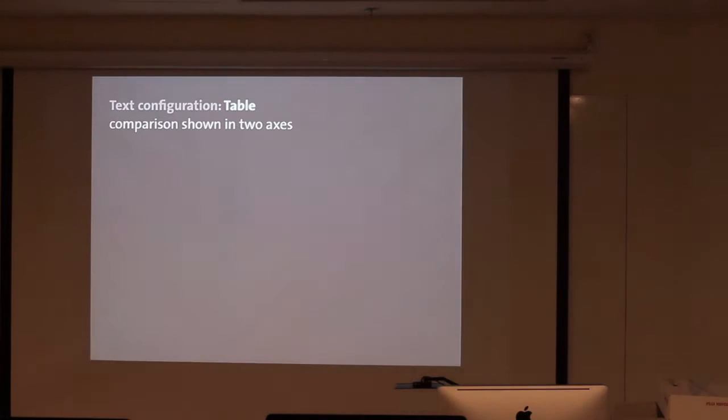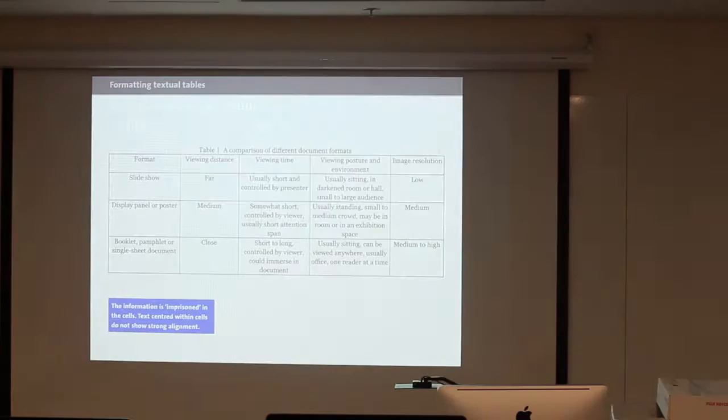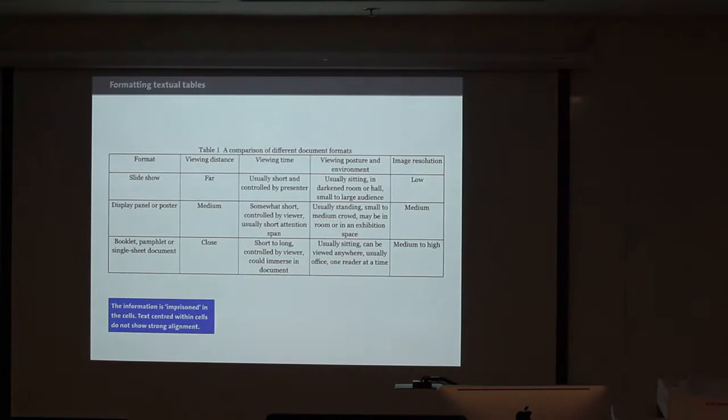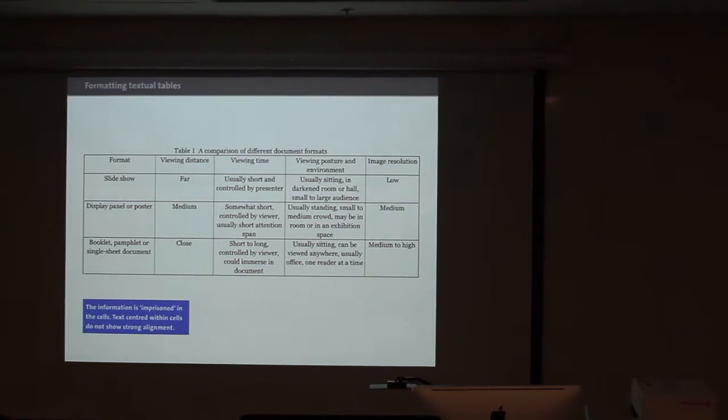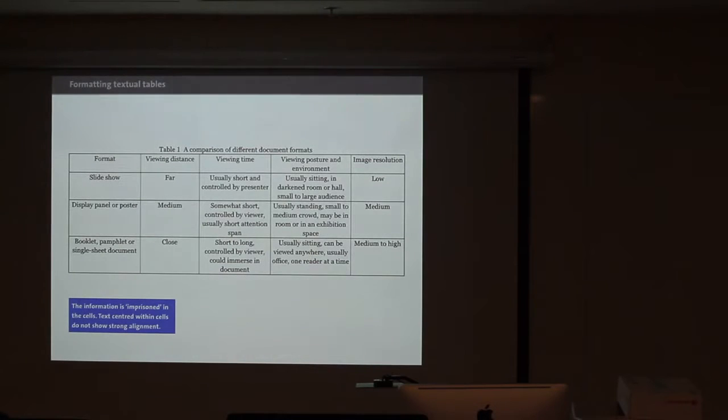Tables. Comparisons shown on two axes. You can compare things with the same set of criteria. Okay. So this is usually what people do in Microsoft Word. It looks terrible, you don't want to read it. Edward Tufte calls this kind of thing a data prison. The data is imprisoned in a grid. Right? Centering makes it even worse.